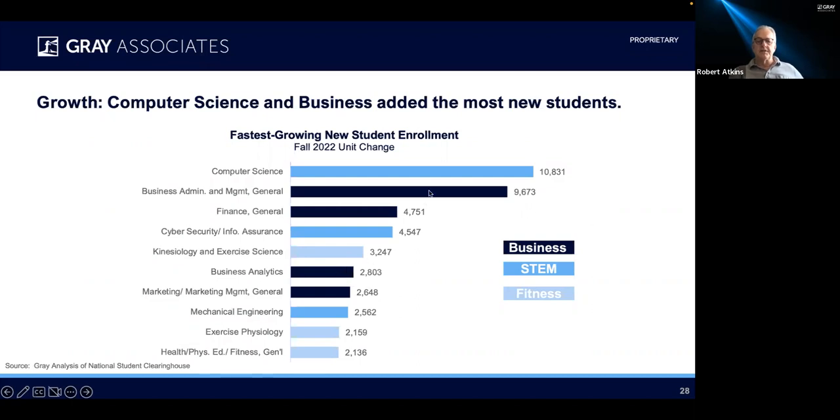Part of what we're seeing in business is that these analytical programs are many times students who would have been business majors and are now studying business analytics instead, and data science as well. Marketing and marketing management, mechanical engineering, and then a couple of health and fitness oriented things: exercise physiology, health and phys ed, and I mentioned kinesiology a moment ago. If I went back a few years to look at what was hot, it tended to be healthcare. That's changing very rapidly. In particular, the cybersecurity and business analytics are moving onto this list, displacing some healthcare programs.